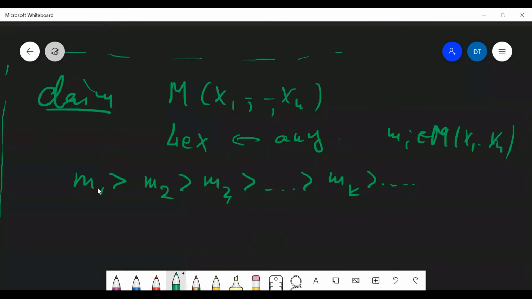What I'm saying is that such a sequence is always finite. So there is no infinitely long decreasing sequence of monomials with respect to any lexicographical ordering. If you have a strictly decreasing sequence of monomials, at some step you must stop, and you will not be able to find a smaller monomial in your sequence. So this is how it works.